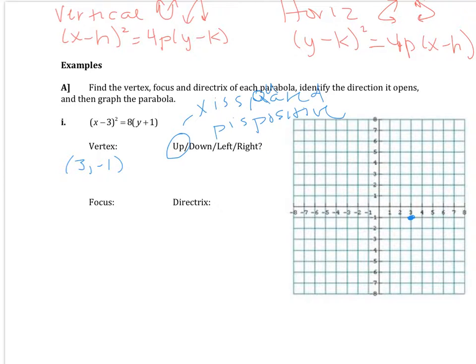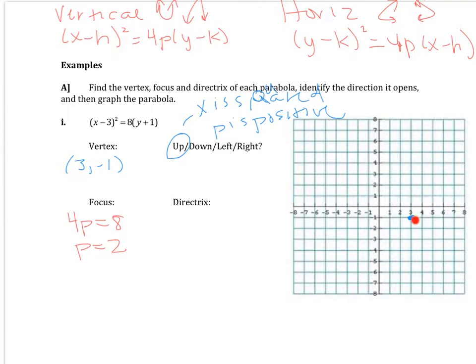Now the focus. The 4p value is going to help us get the focus. 4p in this case is 8, which makes p equal to 2. Keep in mind that the p value doesn't give us the coordinates. It just tells us how far away from the vertex the focus is. So the focus is 2 units away, and because we're opening up and p is positive, we know we're 2 units above the vertex.